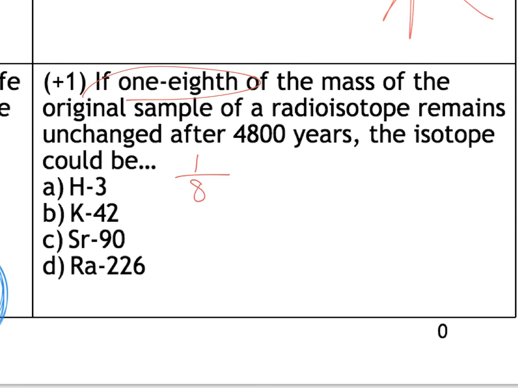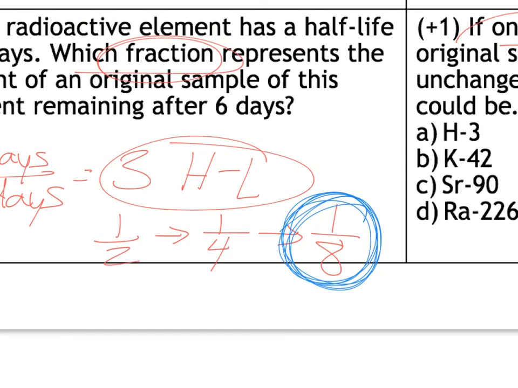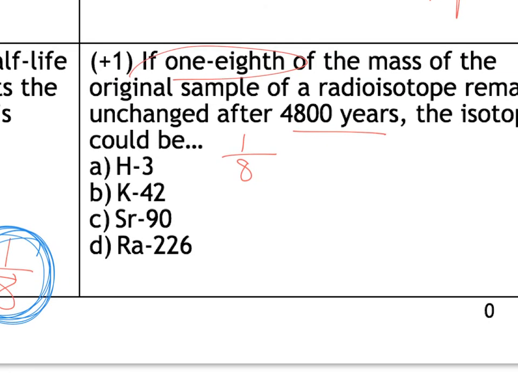If 1/8 of the mass of the original sample of a radioisotope remains unchanged after 4,800 years, the isotope could be... All right, so just in this previous example, I was able to show that after 1 half-life you have a half remaining, after a second half-life you have a fourth remaining, and after the third half-life you would expect an eighth to remain. So if you have an eighth of this sample remaining, it's probably been through 3 half-lives. But I'll just work through it forwards to backwards just to make sure you understand.